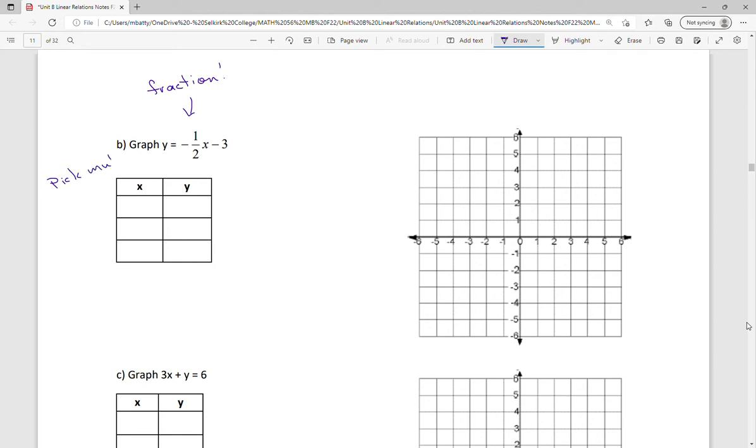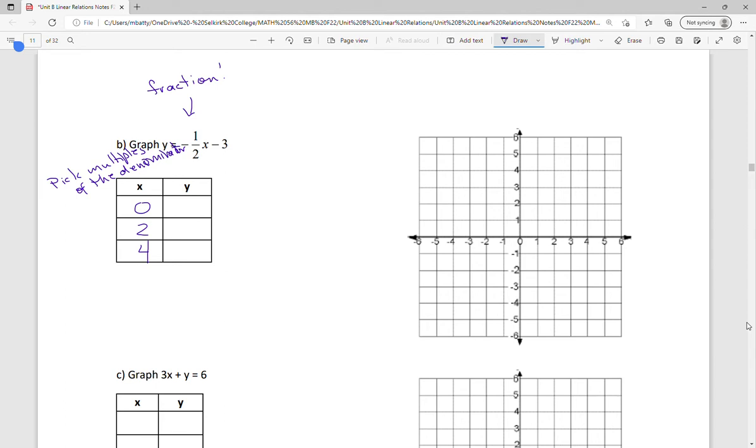multiples of the denominator. And this is really just so that it works out evenly. So 0 is still a good pick. I'm going to pick 2, and I'm going to pick 4. If you decide to go rogue, you will end up in fraction land. And technically you're right, but I'm trying to avoid fraction land as much as possible.